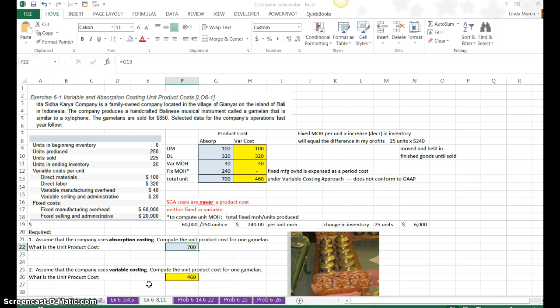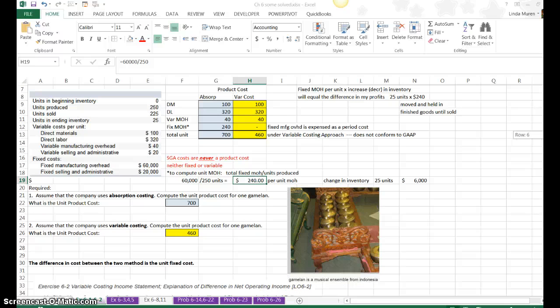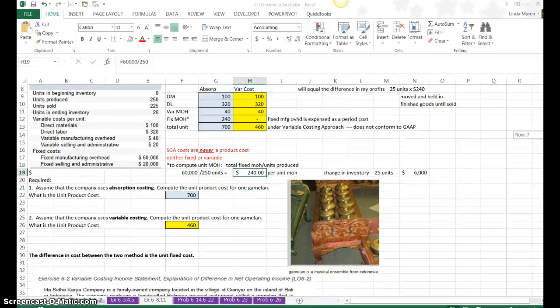What is it under variable costing? It's going to be $460 per unit. The difference, the $240 per unit, that is the fixed manufacturing overhead. Okay, so very simple first problem, but that's the first stage of what you're actually working on.